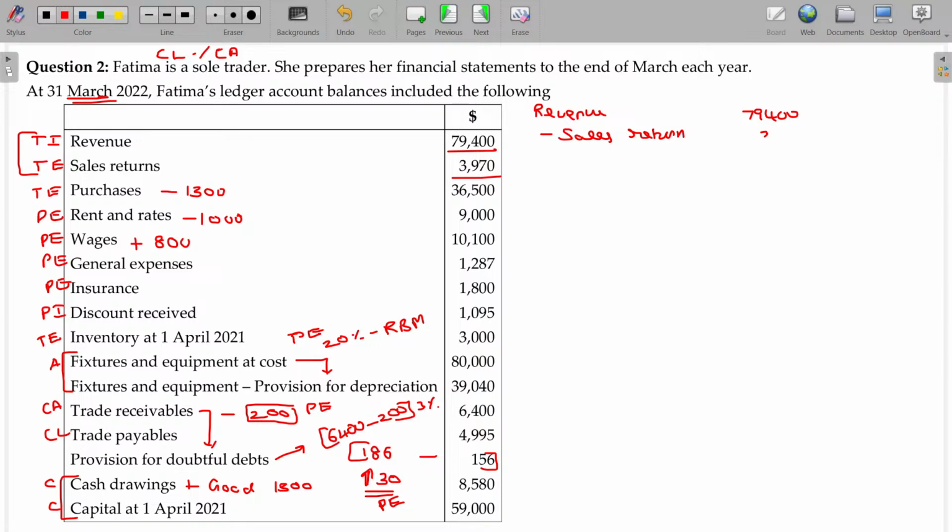Sales return being 3,970 and balance value being 75,430. And from there you have to subtract cost of sales. Under cost of sales, purchases. Opening inventory. We'll start with opening inventory.